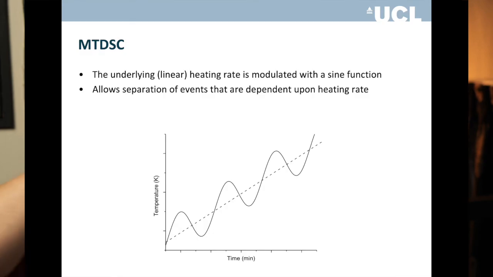In a modulated temperature DSC, you multiply your heating rate by a mathematical function. It's usually a sine function. And the consequence of that is, rather than having a linear heating rate shown on the screen with a dotted line, you have a sinusoidal heating rate, which is a little bit complicated. And you can use mathematics to separate events which are thermodynamic from events which are kinetic.